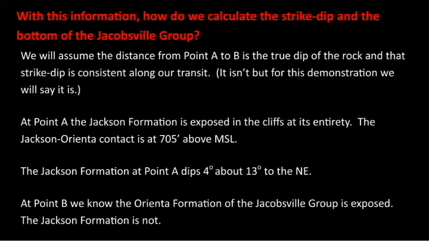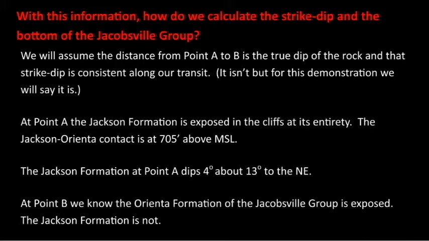At point A, the Jacobsville Formation is exposed in the cliffs in its entirety. The Jacobsville contact is at 705 feet above mean sea level. And we get that because we take the 605, which is the base of Jacobsville at point A, and add 100, we get 705 feet above mean sea level. The Jacobsville Formation at point A dips about 4 degrees. We got that measurement in the field. About 13 degrees to the northeast, which we saw on Google Earth.